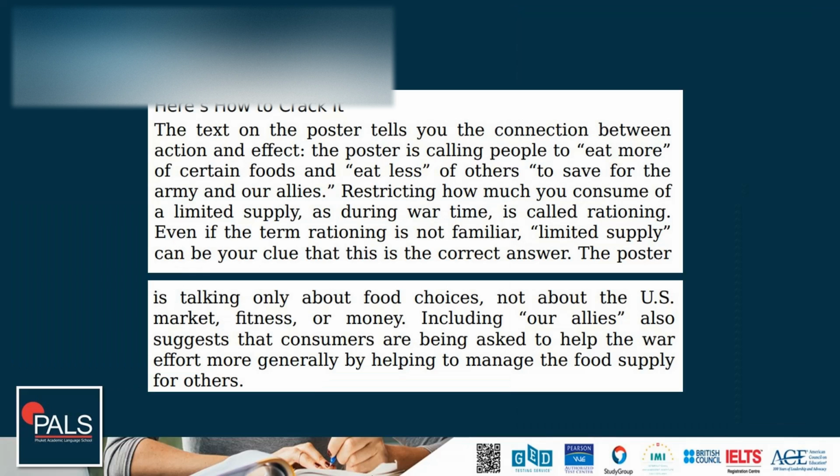And here we have another how to crack it. They tell us about the connections between action and effect, eating less, eating more. This is to save for our allies. If we save, it means that we are restricting, which is telling us there's a limited supply. And you may already know what rationing is. Again, at the bottom, it doesn't say anything about the US market or fitness or money, and it just implies that we're helping our allies and managing the food for the war effort.